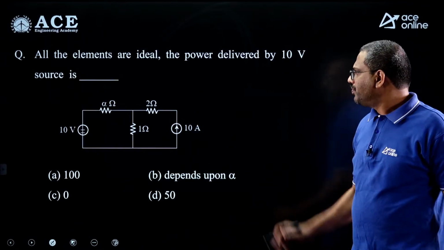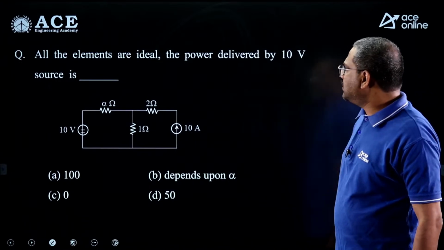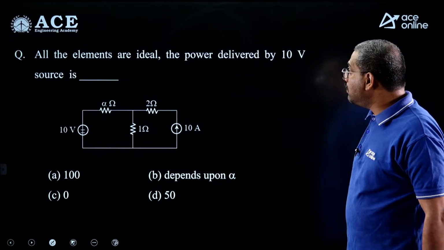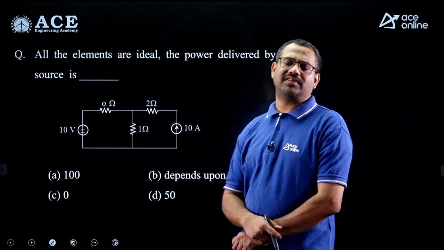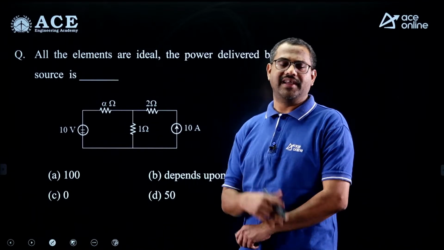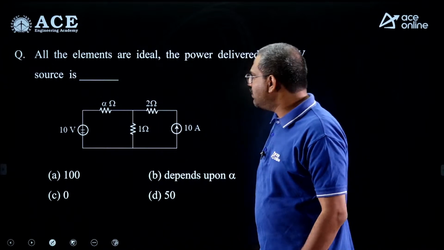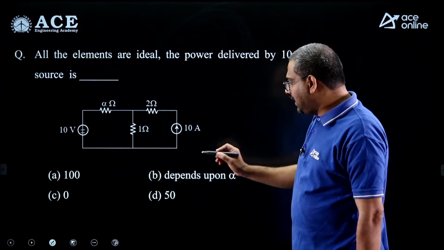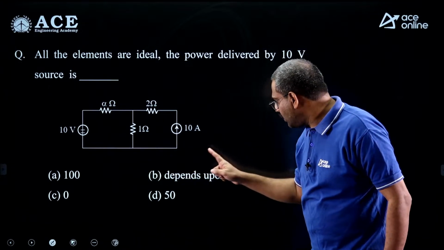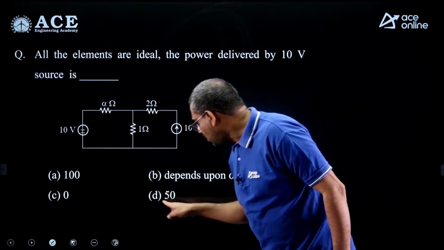Now this is the first question in electrical circuits, that all elements are ideal. The power delivered by the 10 volt source is dash. So here all elements are ideal. In network theory or circuit analysis, we discuss ideal resistor, ideal inductor, voltage source, current source. And the power delivered by the 10 volt source is dash. He is asking the power delivered by the 10 volt source. But he gave the options like, is it 100 watt? Depends upon alpha, because alpha ohms is given, 0 watt or 50 watt.